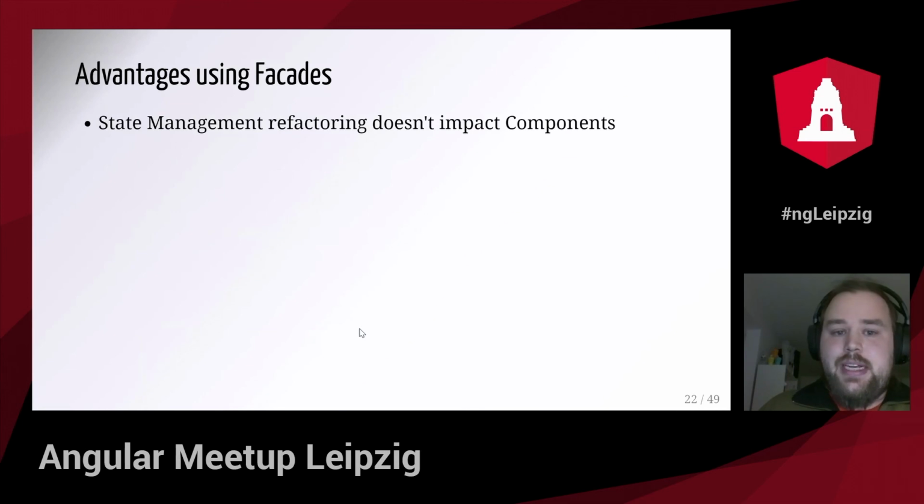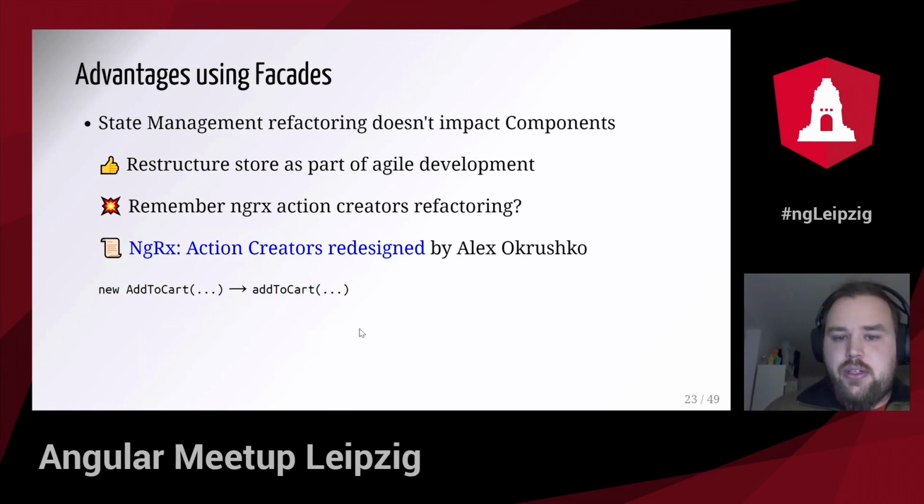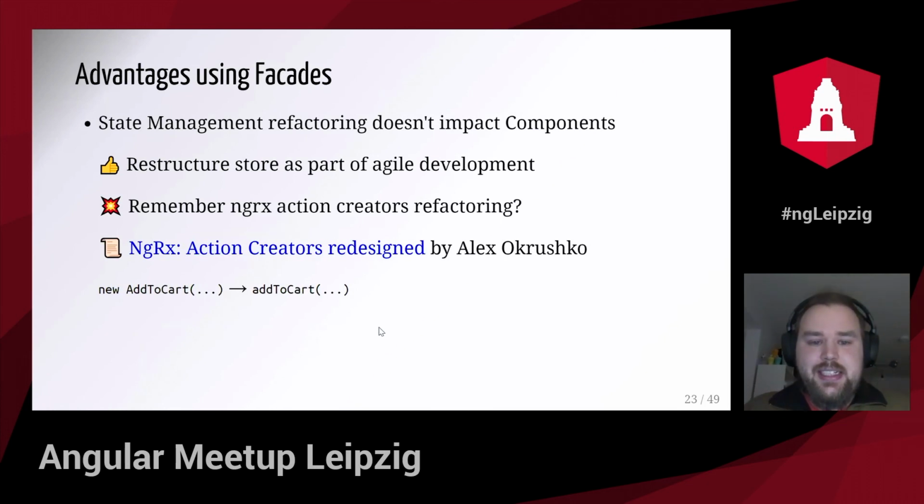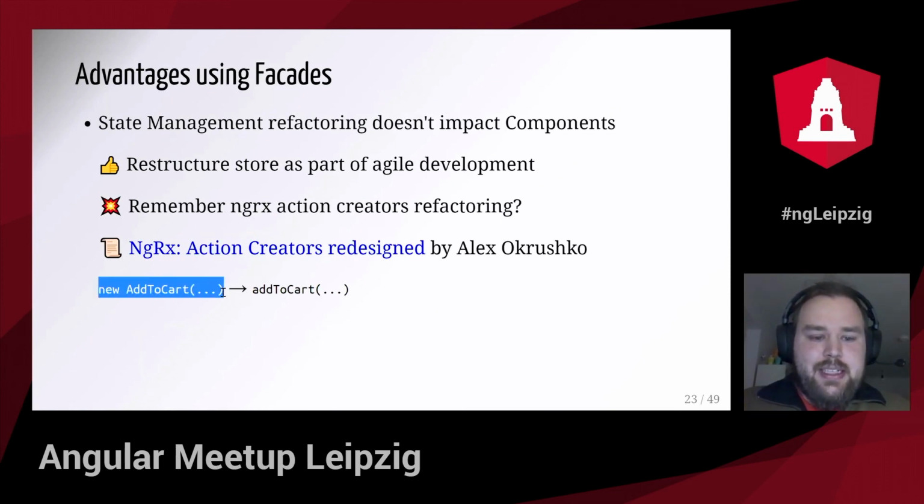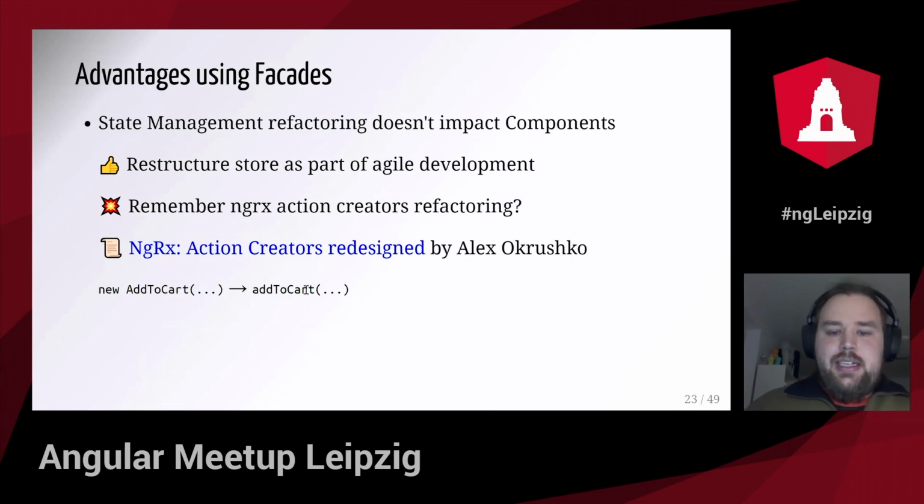Facades also provide you the opportunity that refactoring of state management doesn't impact your components because it is completely abstracted away. So you can work on your store as part of an agile development and restructure your store, relocate certain bits of information in the store wherever you currently need it. You don't have to be that specific about everything in the beginning. One of the prime examples is the NgRx action creators refactoring that hit us maybe half a year ago, where all action creators were redesigned from actual class objects to just using convenience methods. If you're using facades, none of your components would have to be adapted. If you were not using facades, then of course all the code you're using has to be adapted.